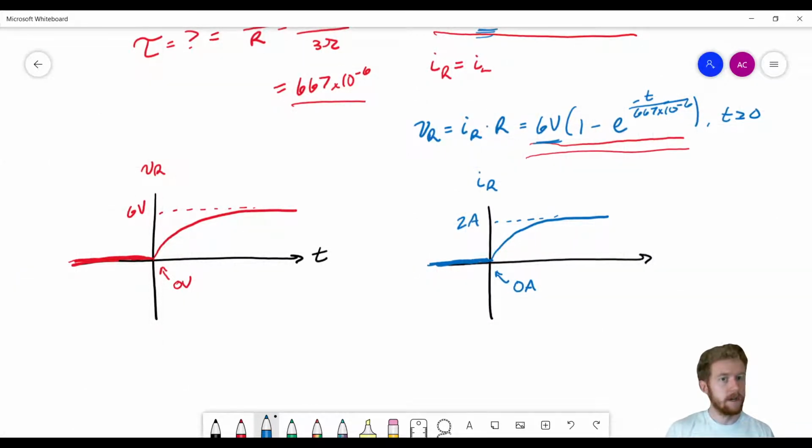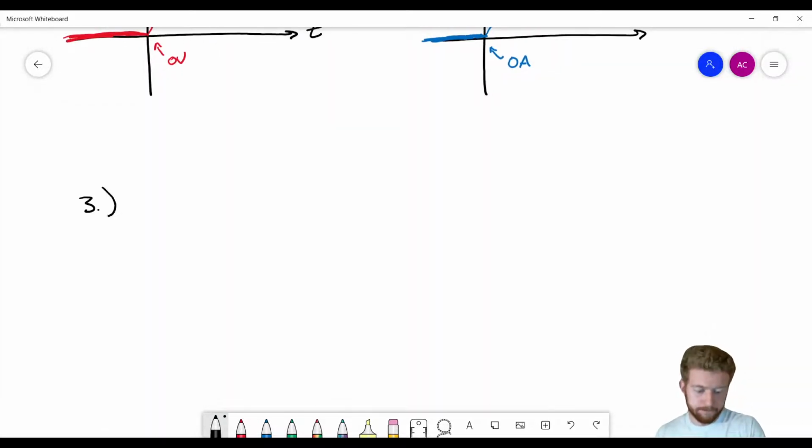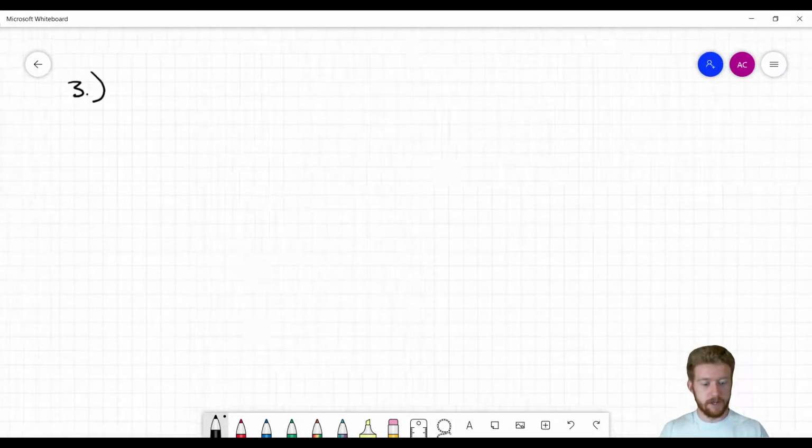This one was a little bit more confusing because we were dealing with the resistor and we had to think a little bit, but still this one isn't too bad. Okay? So now let's move on to number 3. For number 3, let me scroll down in my notes so I can see the problem statement.